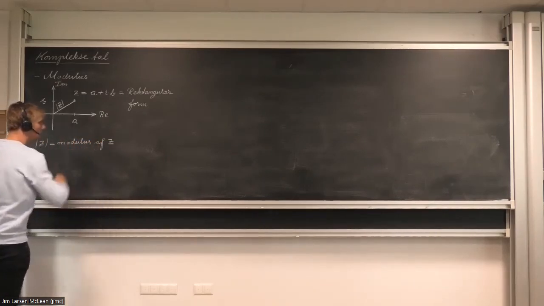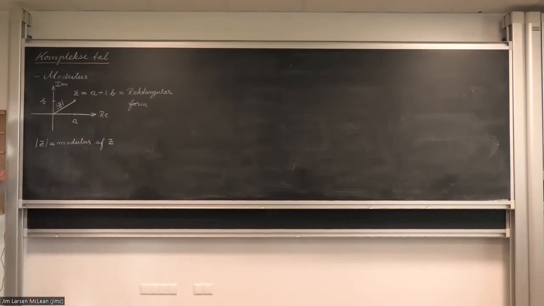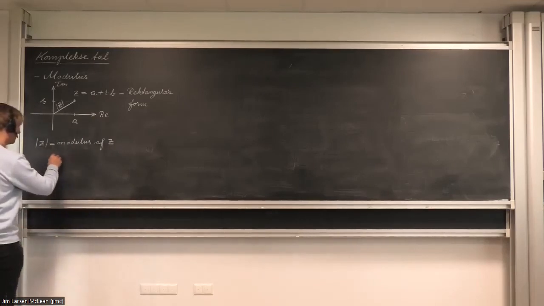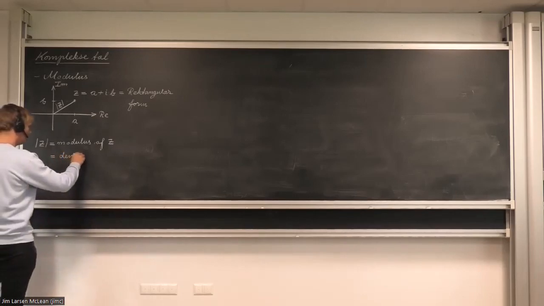It is also called the numeric value, and you can also call it the absolute value. So there are 3 ways to say it: modulus, absolute value, and numerical value.